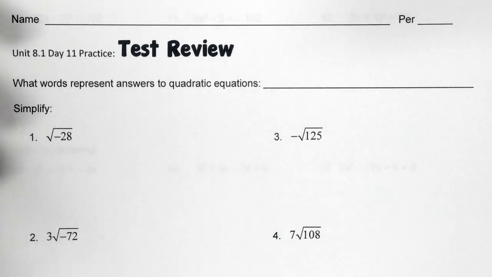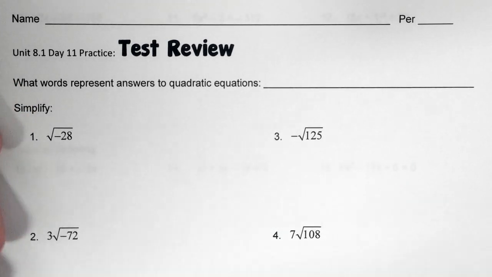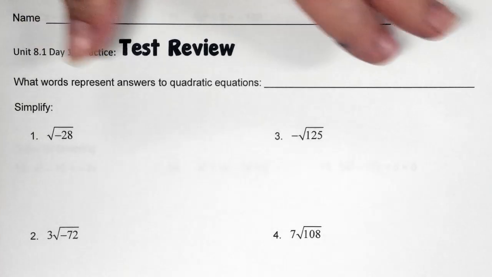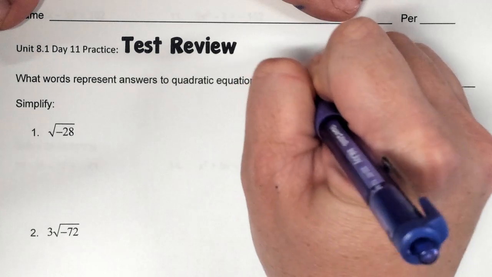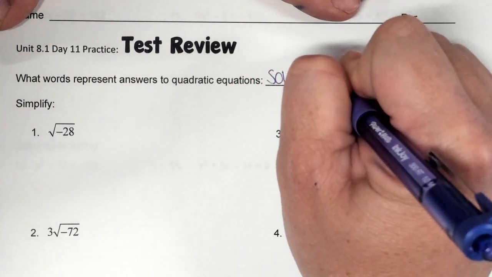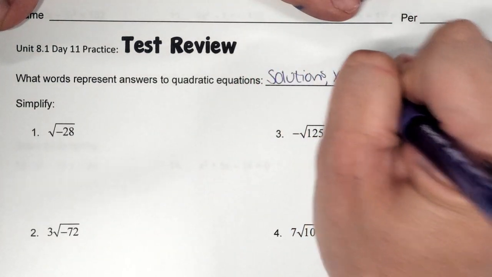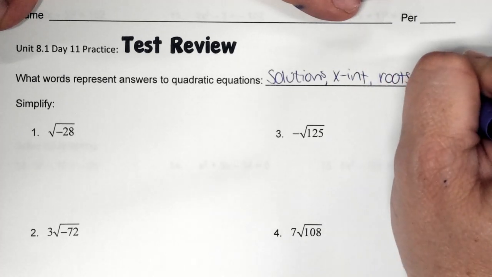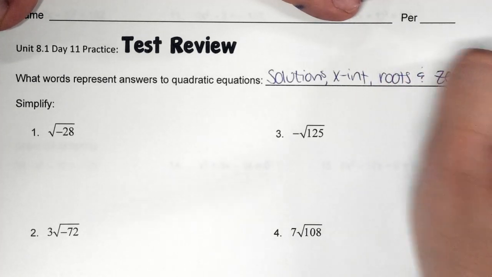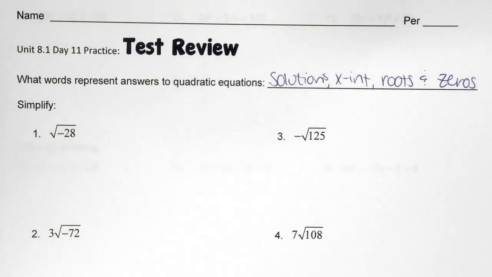Okay, Unit 8.1 test. So the first things first, it says what words represent answers to quadratic equations. We can call them solutions, x-intercepts, roots, and or zeros. Okay, now we need to simplify these radicals.